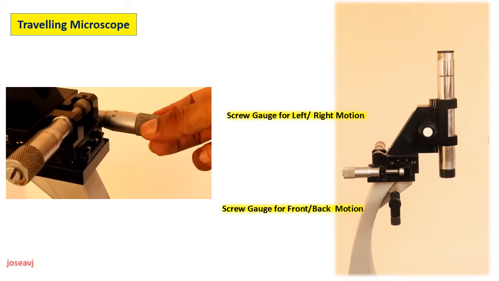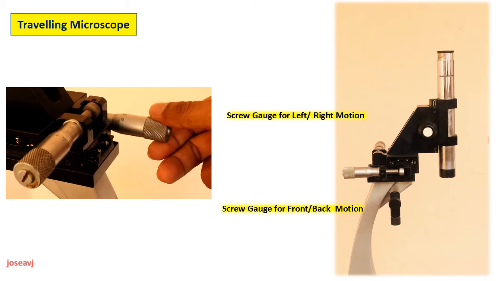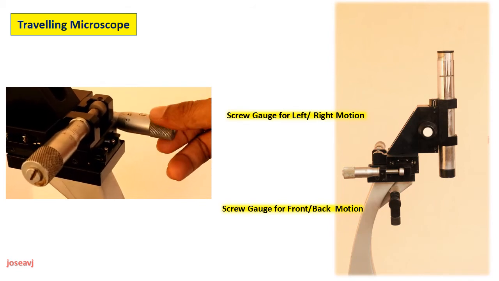Traveling microscope. Traveling microscope is used for two purposes: one for viewing the interference pattern, and also for computing the diameters of the rings. For computing the diameters of the rings, we have two screw gauges. One screw gauge is meant for moving the microscope towards left or right, and the other one is used for moving the microscope towards front or back. We can use any one for determining the diameters of the observed fringe pattern.